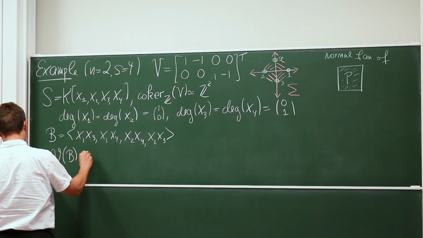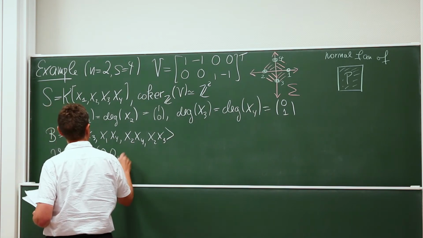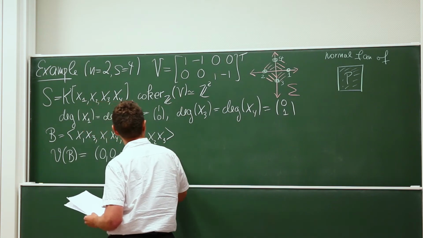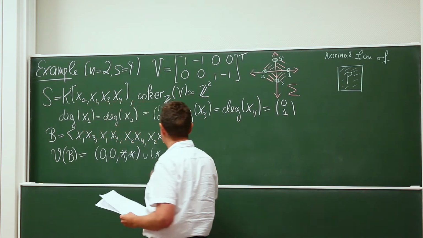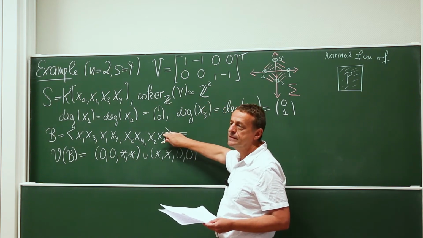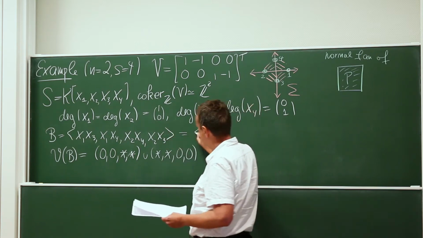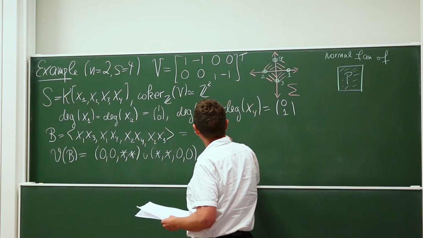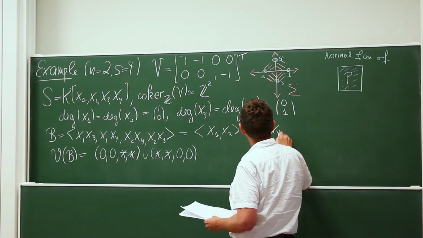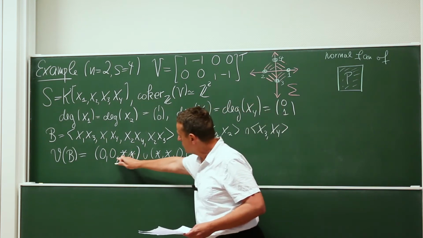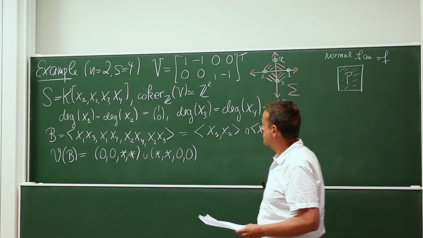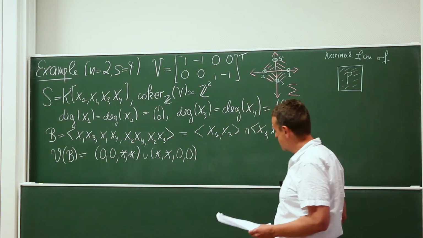So I claim the variety consists of two planes, as the union of the plane given by the last two coordinates and the first two coordinates. And you see this by computing the primary decomposition. Well, it's a radical ideal, so it's really a prime decomposition. So this is (x1, x2) intersected with (x3, x4). And this describes the variety where the first two coordinates are zero. And this describes the plane where the last two coordinates are zero.